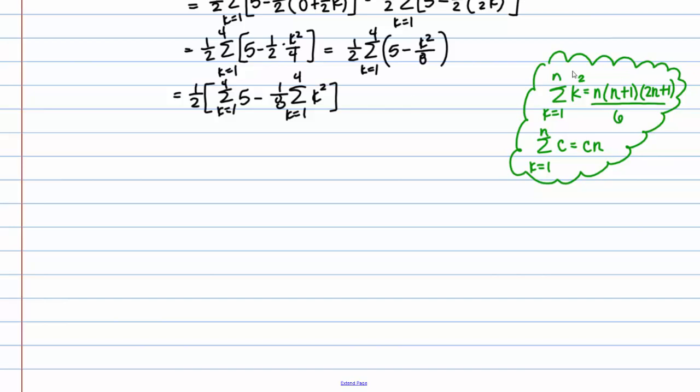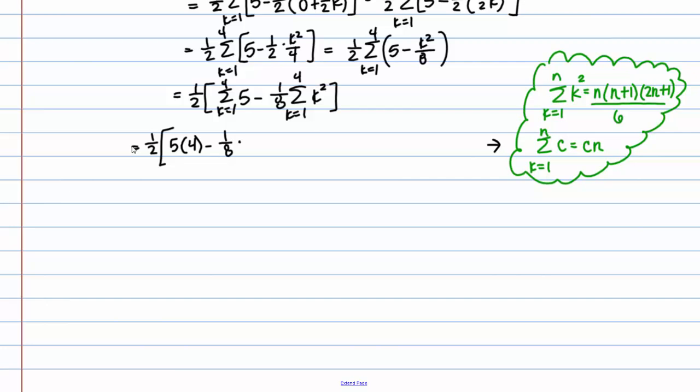Formulas out here. So let's use those. So I still keep my 1/2 out front. So here I have the sum of a constant. I'm told over here that the sum of a constant is c times n. Well, my n is 4, so this is 5 times 4, minus 1/8 times k squared. Now k squared is given by this expression here, so a little messy.